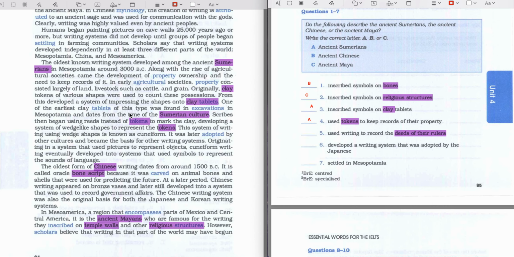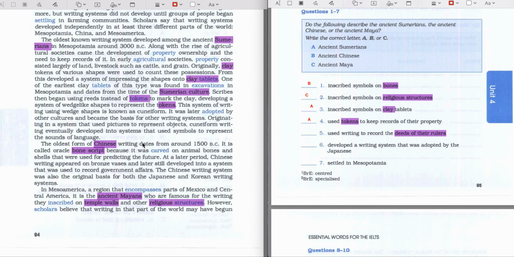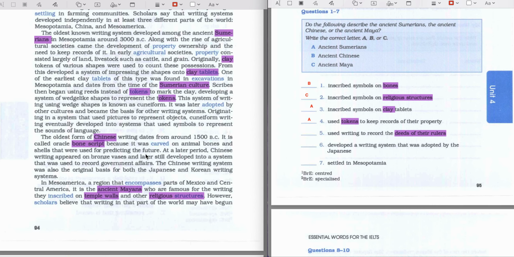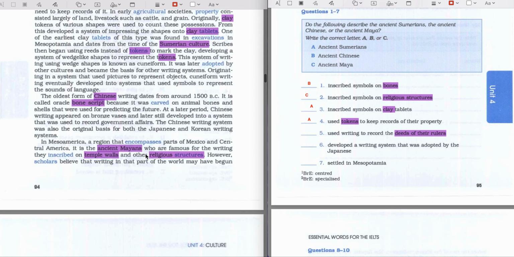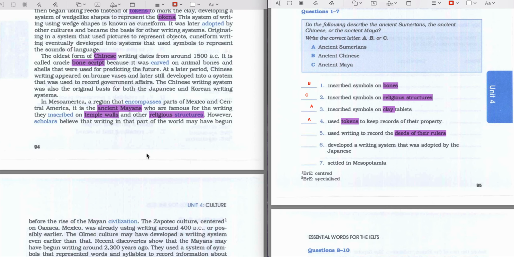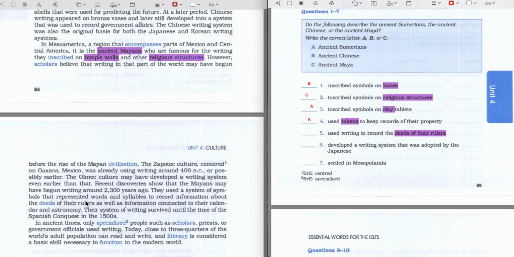We didn't see the information here for sure about the Sumerians. And let's go further. It's a Chinese, and further is Mayas here. Another paragraph, and here in the Maya and the Zapotec. Okay, we go further and we see some information about deeds of the rulers, and here they're saying just "they." They don't say who it was.